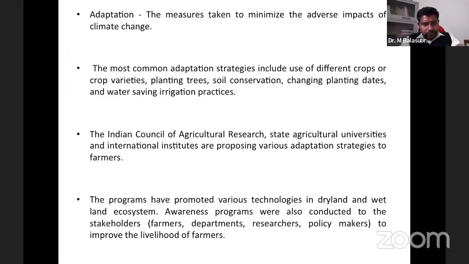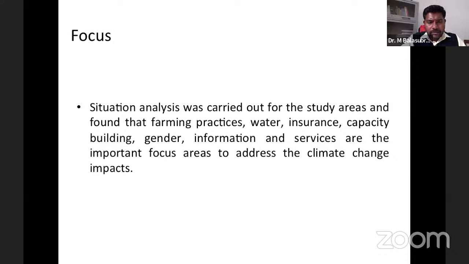So what are these water irrigation practices? Maybe three more water saving practices are there. Before that, the situation analysis of baseline data, I said, what was covered and what they got, I have mentioned here. The situation analysis was carried out for the study areas and looked at farming practices, water insurance, capacity building, gender, information services, and the earlier said areas.